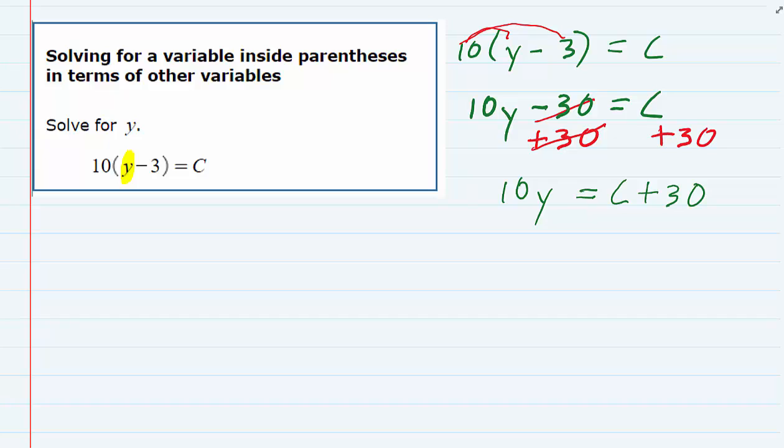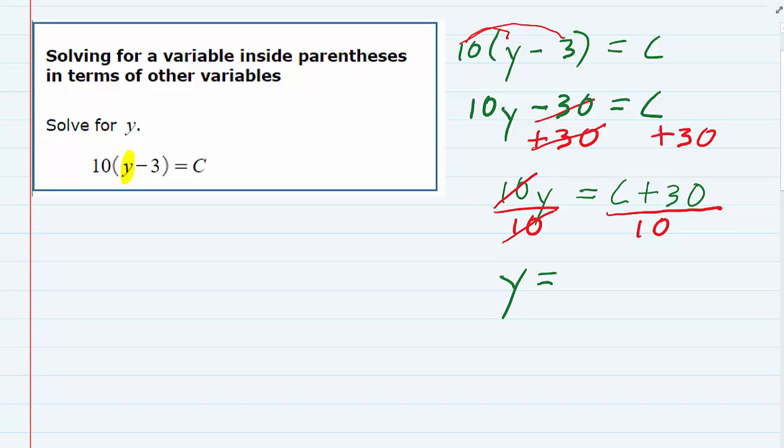Currently, the 10 and the y are being multiplied. So I'm going to do the opposite. I'm going to divide the left-hand side by 10. And in order to do that, I need to divide the right-hand side by 10 as well. The 10s then on the left-hand side cancel, leaving me with just the y. So we've gotten the y by itself. That's what we were shooting to do.